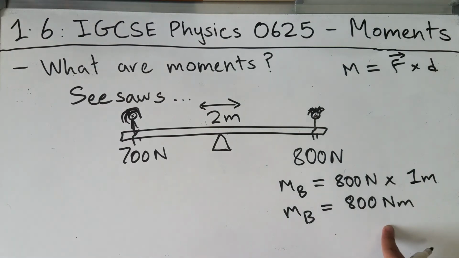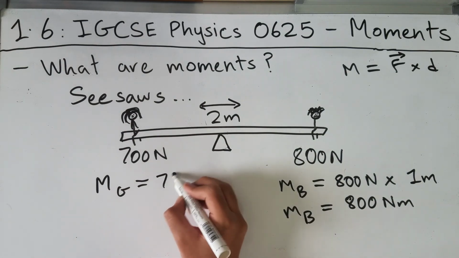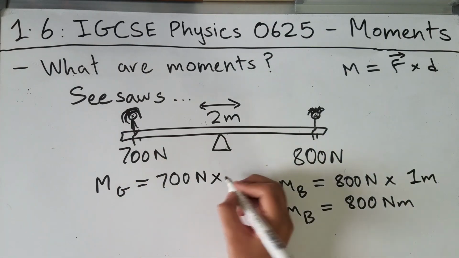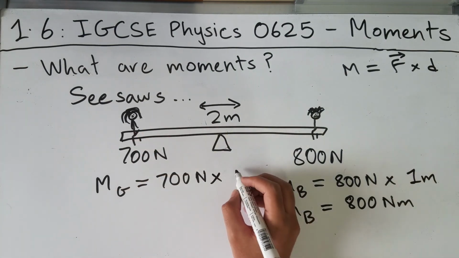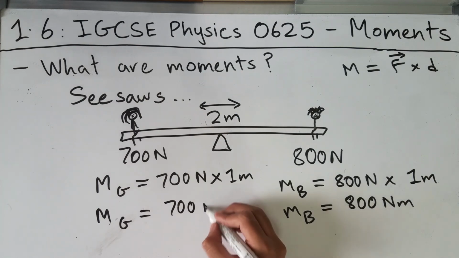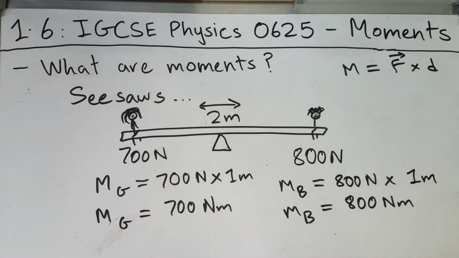Now let's calculate the moment for this girl. So I'll say M_g for the girl equals 700 newtons, which is the force, and in this case the force is the girl's weight, times the distance from the fulcrum or the pivot, which is 1 meter. And if we calculate this, we get 700 newton meters. So here I can see that these two people have different moments or turning effects along the axis.